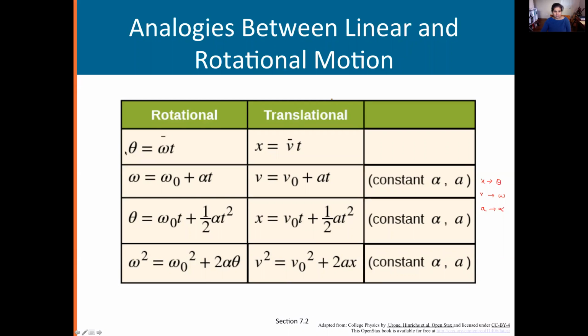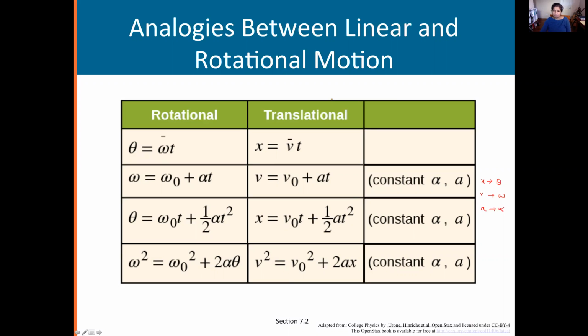So you see the first one becomes theta equals, we're going to replace the v by omega, so omega t. Let's look at the next one. Time remains the same. There's no difference in time, whether you're going linearly or rotationally. Let's look at the next one. V equals V0 plus at becomes omega equals omega 0 plus alpha t. We're just substituting exactly using this. X here, so theta, angular displacement equals omega 0 t plus half alpha t squared.